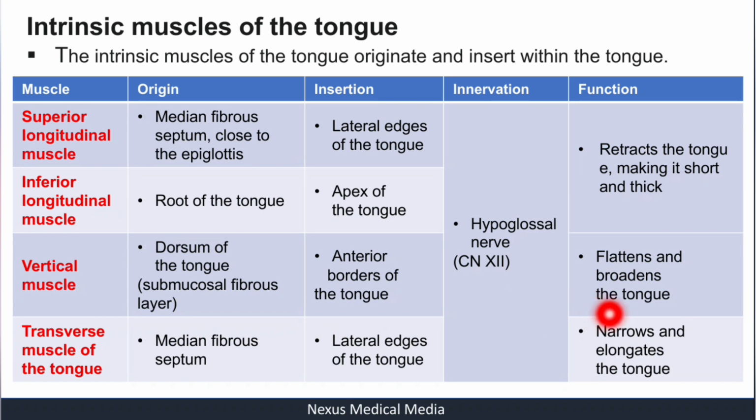But on the functions, the transverse muscle of the tongue narrows and elongates the tongue. So it's more like the opposite. This one, the superior longitudinal muscle, makes the tongue short. And the transverse muscle makes it long and narrow.